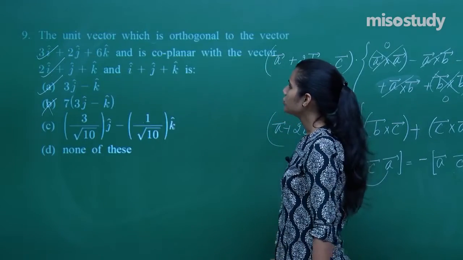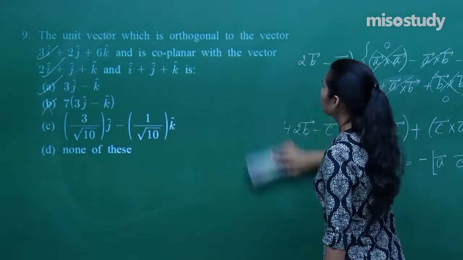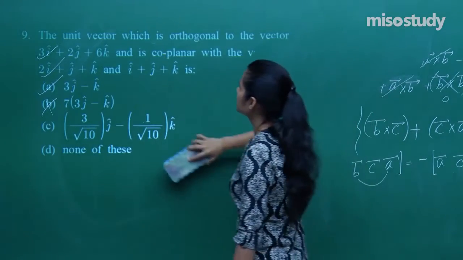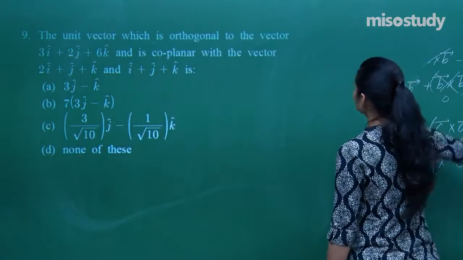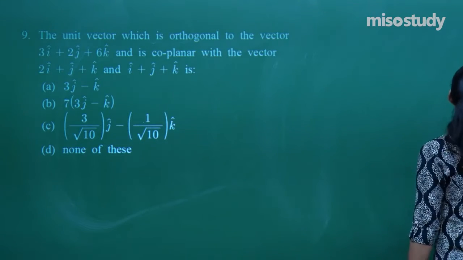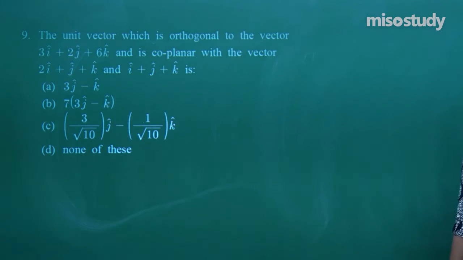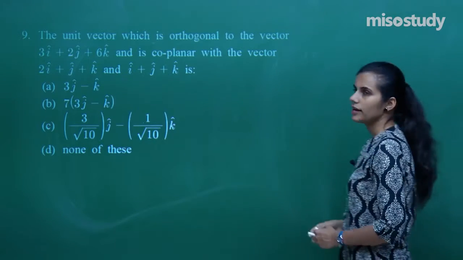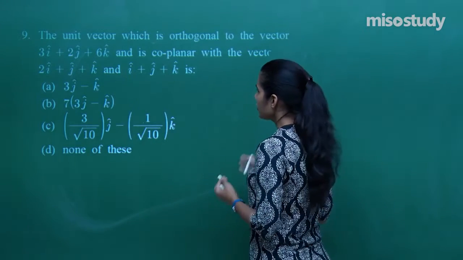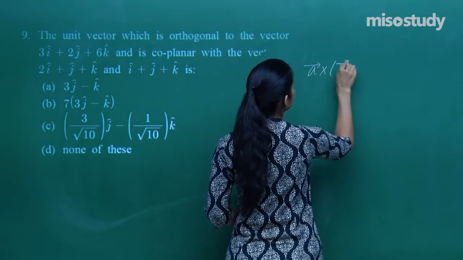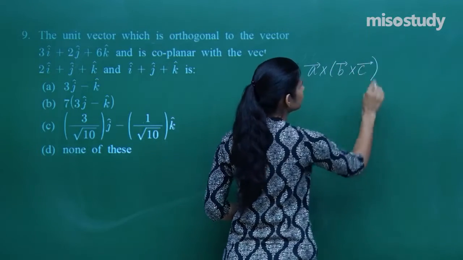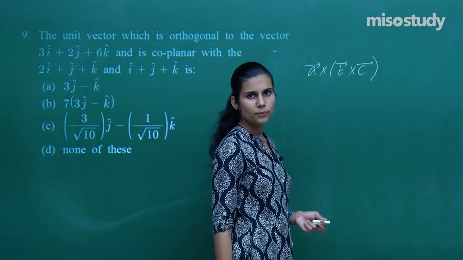Talking about the next question, we have that the unit vector which is orthogonal to this given vector, and is coplanar with this vector and this vector, is which vector? Okay, so I don't need to find the vector, I actually need to find such a unit vector. We already know what this vector is. This vector is nothing but A cross B cross C. Just a direct conceptual approach.